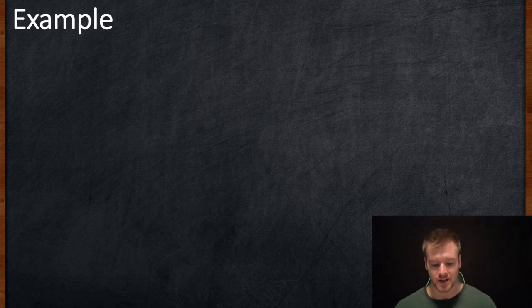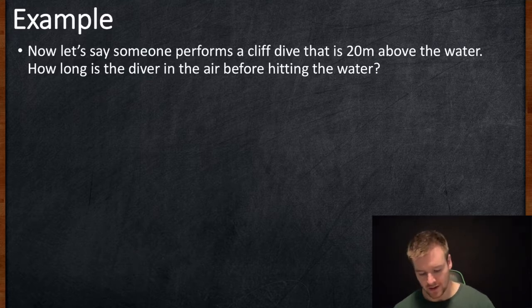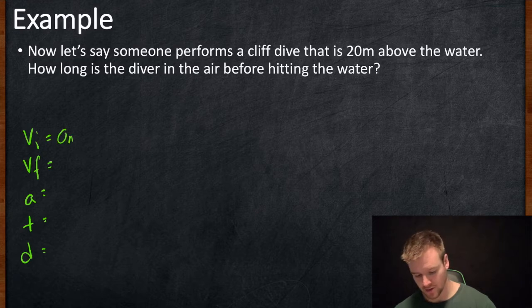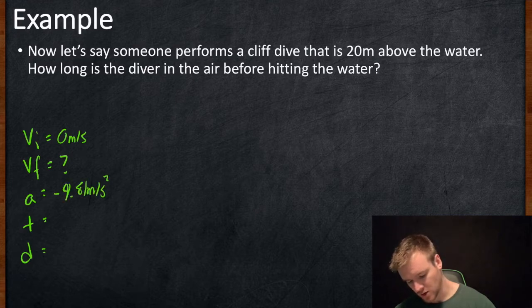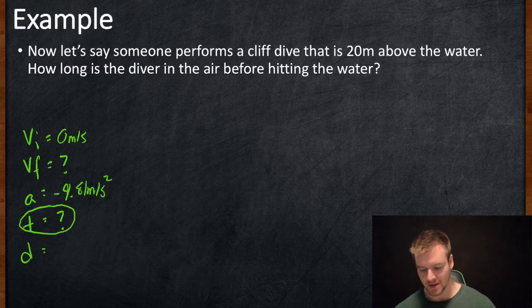Okay, so let's try another example. This one says, now let's say someone performs a cliff dive that is 20 meters above the water, so we know their height. How long is the diver in the air before they hit the water? Well, we'd have to list our variables, VI, VF, A, T, and D. Let's see what they're equal to. VI, same thing, we're going to assume they start from 0 meters per second and then fall. VF, we don't know. Acceleration, negative 9.81 meters per second squared if they're in free fall. The time, we don't know. That's actually what it's asking for in this one, so I'm going to circle it. And the displacement is 20 meters.